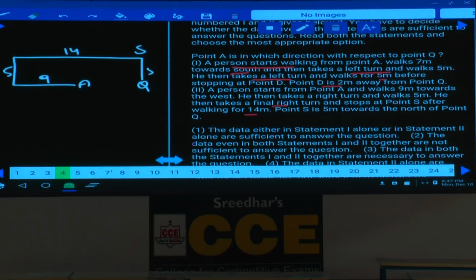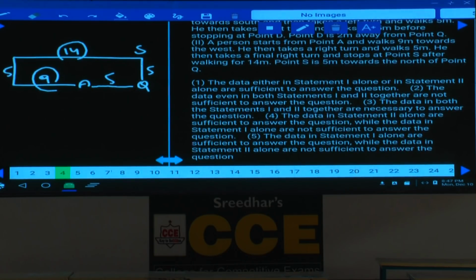Now this is how much? 5 meters. Now we need to find the distance between these two. Tell me what is the distance here? 14, and this is 9, and the distance between these two is 5 meters. Then what is your answer here? Data in 2 alone is sufficient, that is choice 4. Then question number 5.